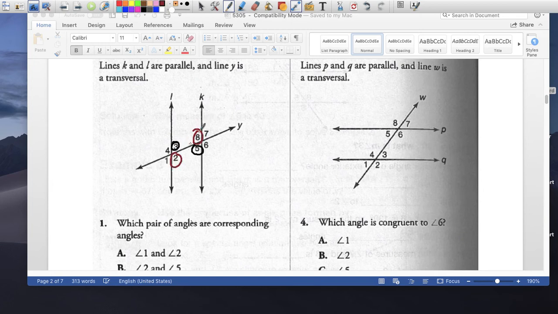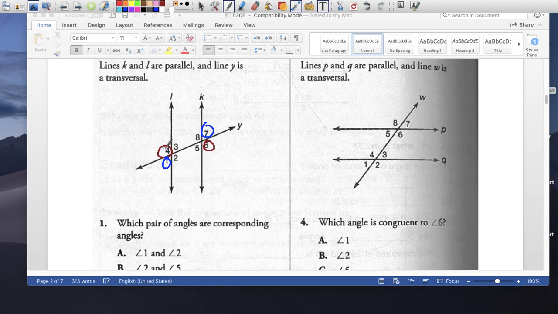Number 4 says right here, which angle is congruent to 6? Which one angle is the same thing as 6? So let's just put a number down. So if 6 is, I'm going to make a number, 20. This is 20. This is 20. And this is 20. So who's the same as angle 6? Is it 1? No. Is it 2? Yes. So angle 2, right? Because remember, 2 and 6, they're the same. How about 5? 5 is a no, right? And then how about 7? 7 is a no. So the answer was B.